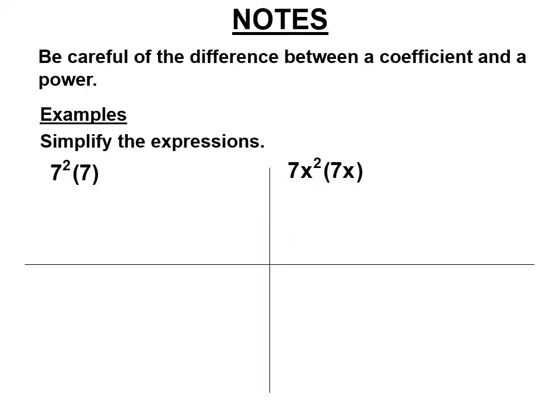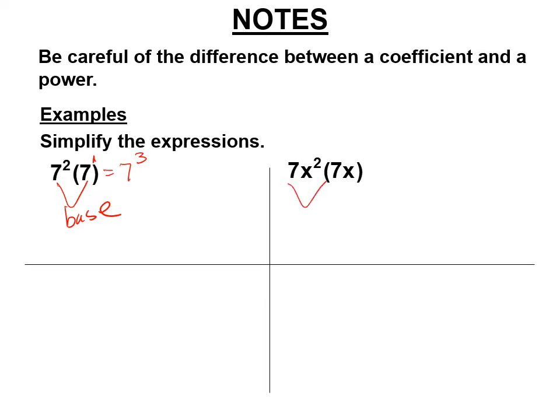All right, now, this is where we see if you understand what a coefficient is. These have very different answers. Simplify them both. Right, so this is 7 squared times 7. That's 7 cubed, right? You treat that 7 just like x, because that's the base of the powers, right? This is still a power. It's 7 to the first power, all right?